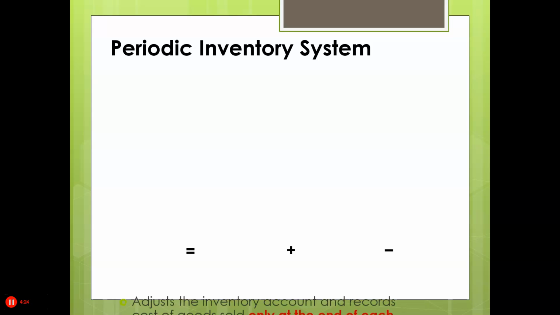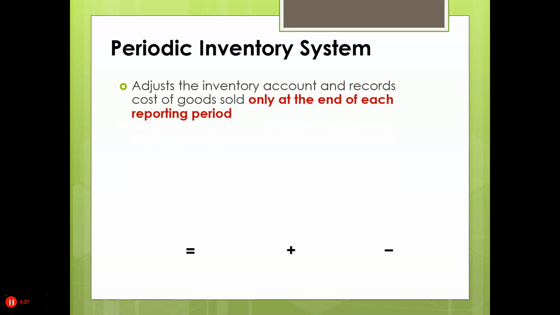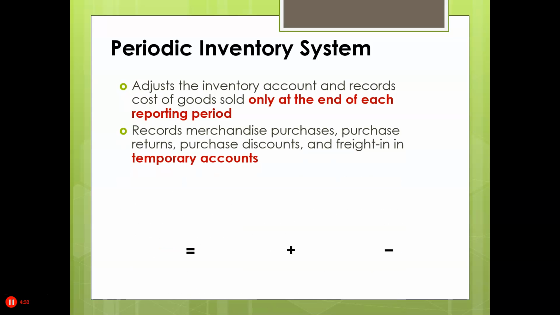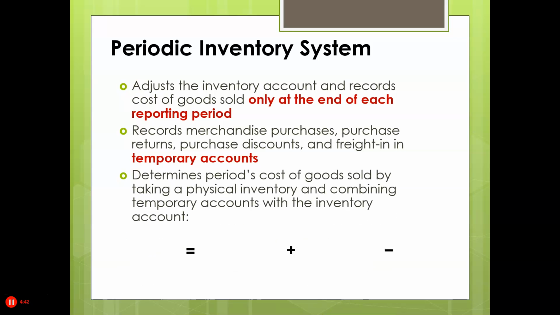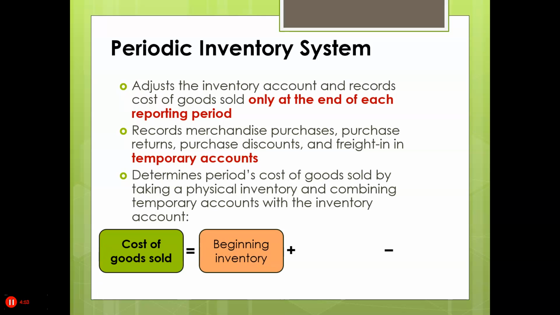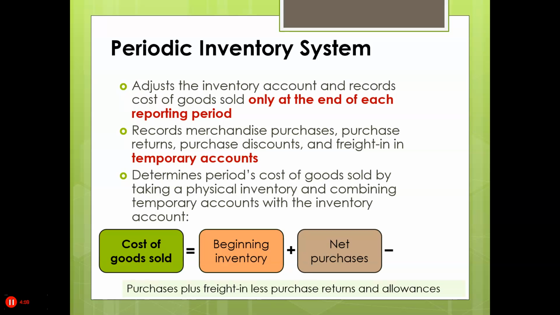Now, periodic inventory. Adjust the inventory account and record cost of goods sold only at the end of each reporting period. Records merchandise purchases, purchase returns, purchase discounts, and freight in temporary accounts. Determines the period's cost of goods sold by taking a physical inventory and combining temporary accounts with the inventory account. So cost of goods sold is going to equal beginning inventory plus net purchases, which is purchases plus freight in, less purchase returns and allowances, minus ending inventory.